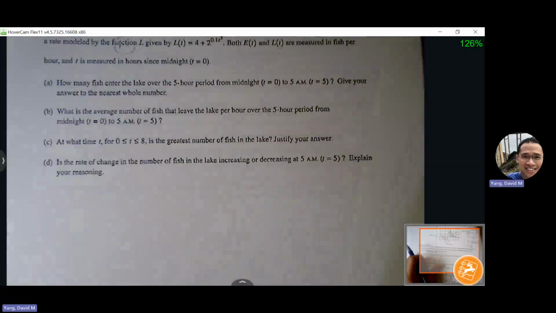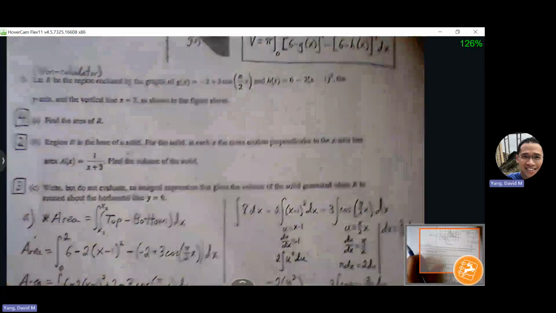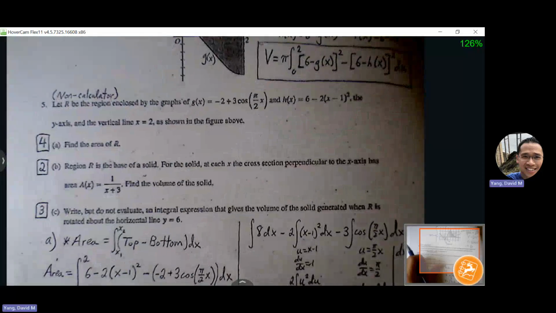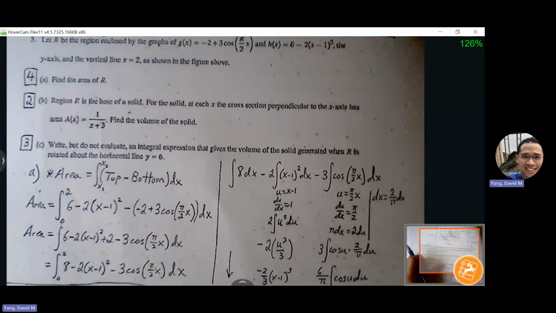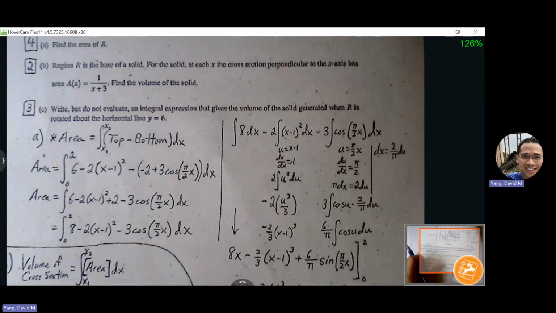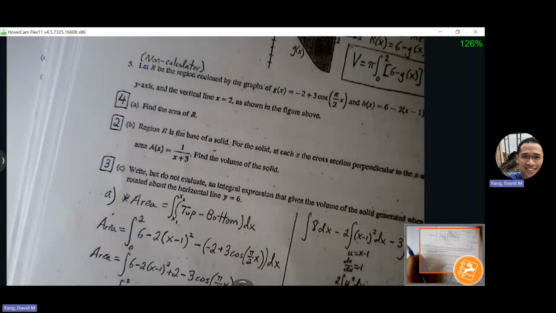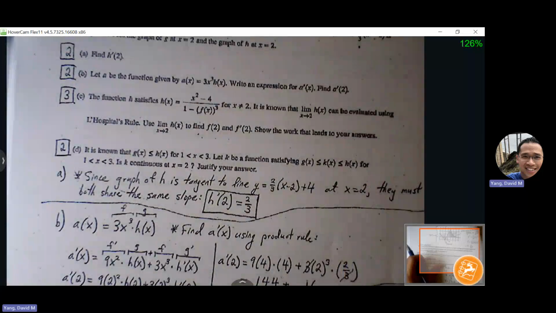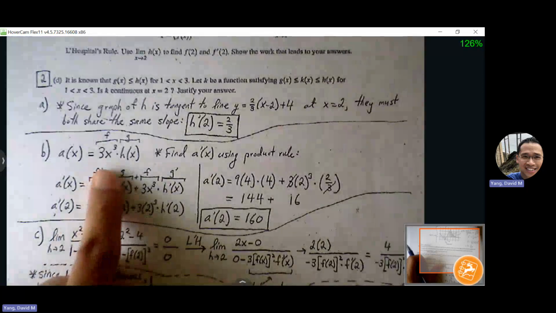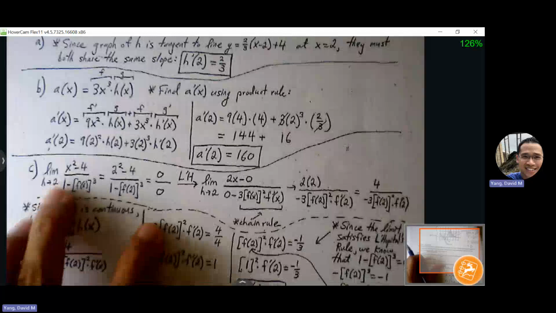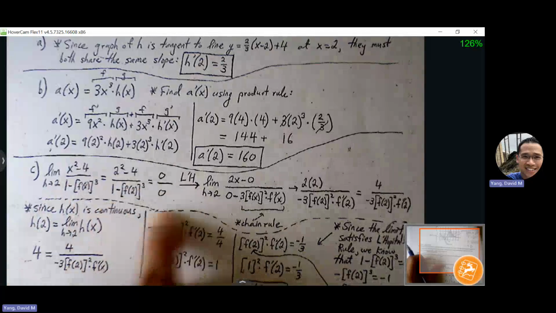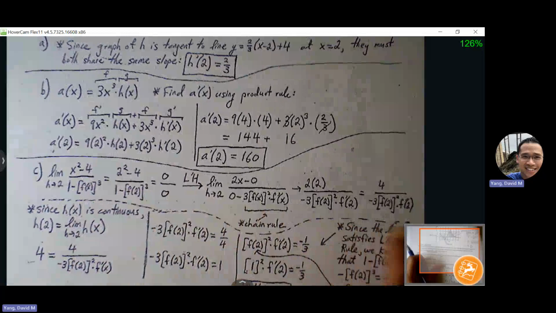Let's see, number 5 is the washer method problem, cross section. The only thing you have to worry about there is that we have to do this by hand because this is non-calculator. So use substitution, power rule, we have to do all that, show all that work. Number 20, page 20, there is need for product rule, spelling out product rule. And then part C, there's evaluating a limit, and eventually it's going to turn into a L'Hopital's rule problem.